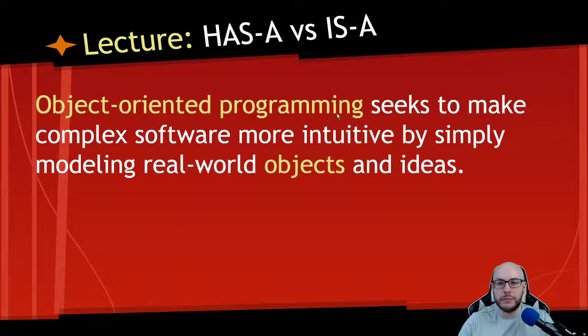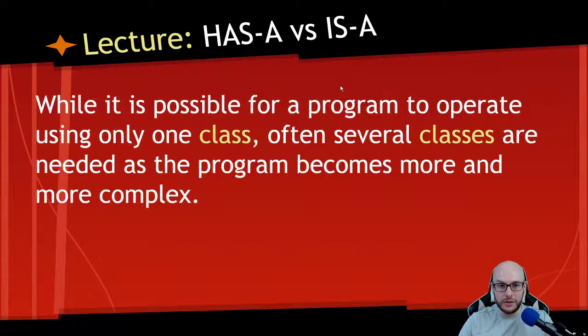So object-oriented programming seeks to make complex software more intuitive by simply modeling real-world objects and ideas. So the whole concept here is that we just try to model the real world as much as possible. And so whenever we get really deep into a program and we're like, I've got multiple objects, how should they interact? And the answer is always, well, how do they interact in the real world? And that helps explain the interaction.